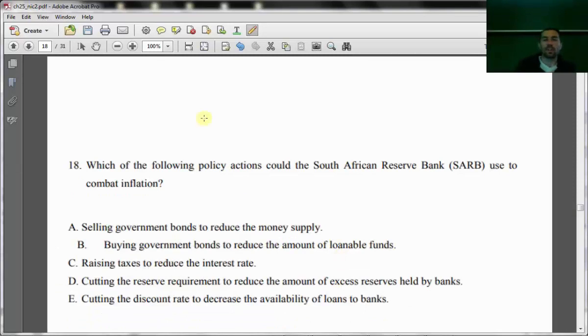So, which of the following actions could the Reserve Bank use to combat inflation? Okay, option A: decrease money supply by selling government bonds to reduce the money supply. Does that sound good? Okay.